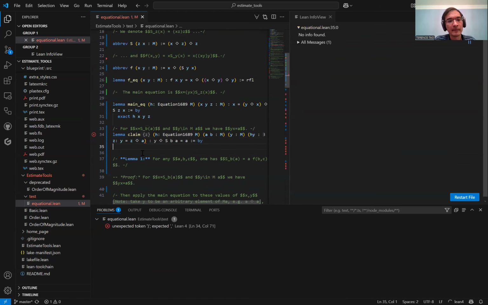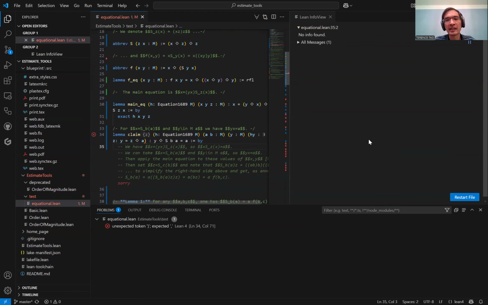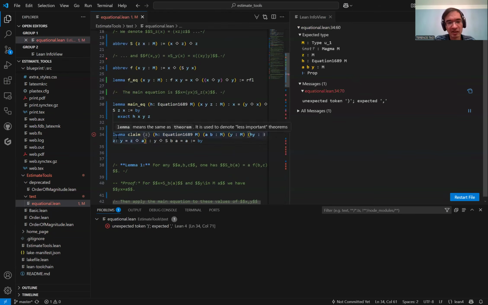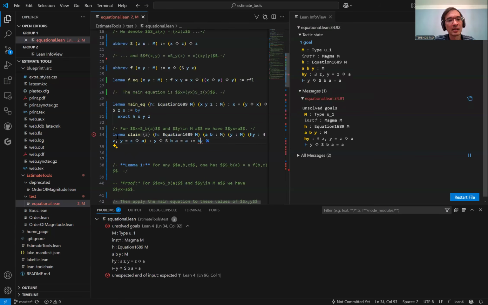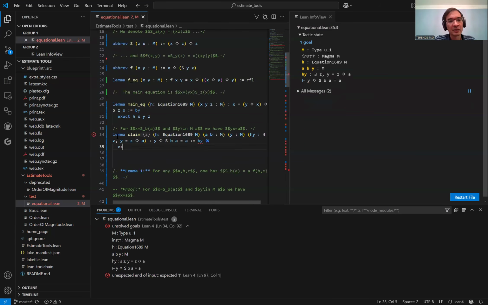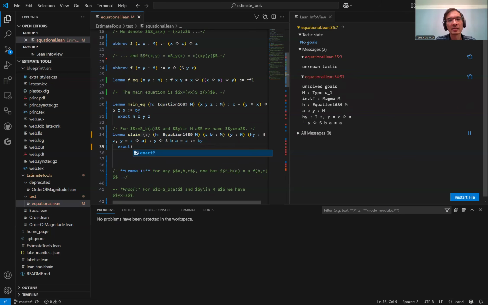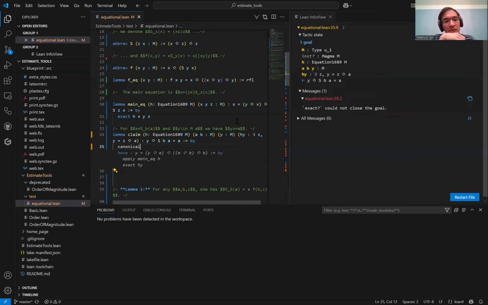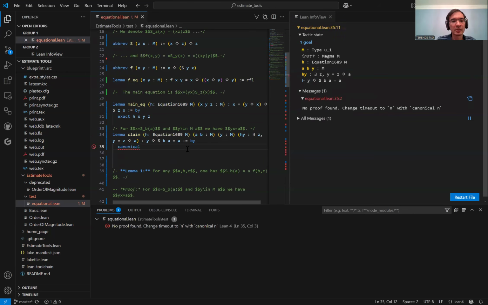Okay, so compiling properly. Something is complaining. Yeah, okay, I need a comma here. All right, so first of all, does that work? No? Okay. Try canonical, the next more powerful tool. Did that work? Doesn't look like it's closing.